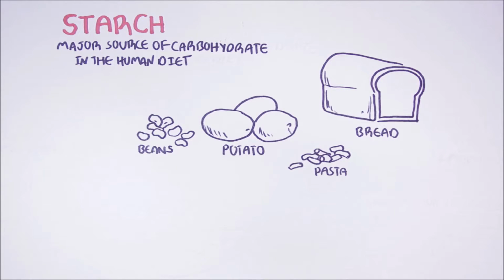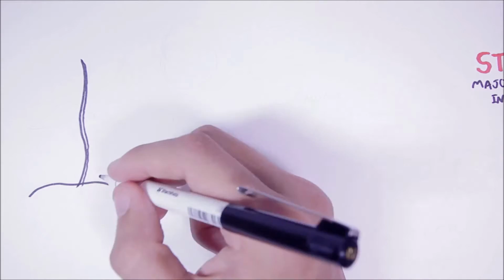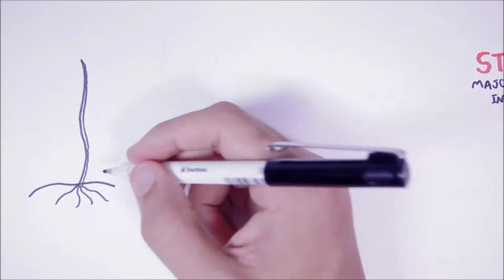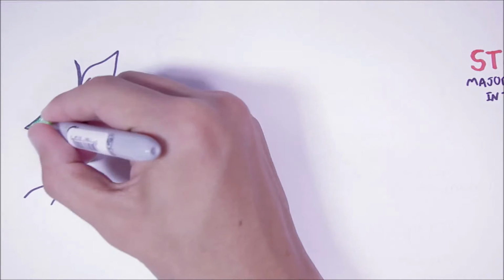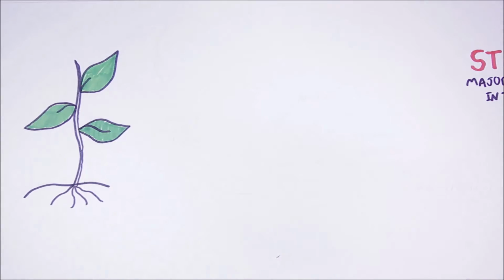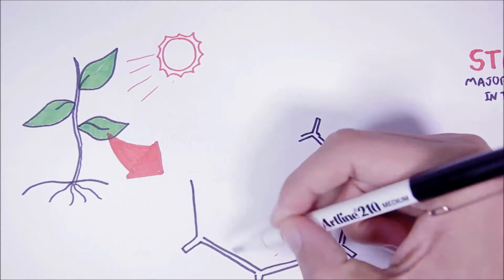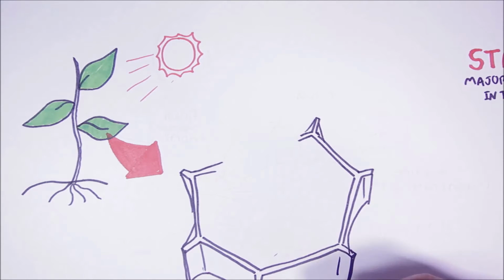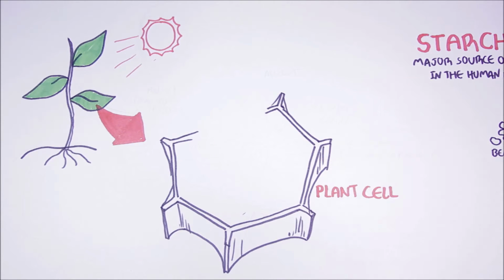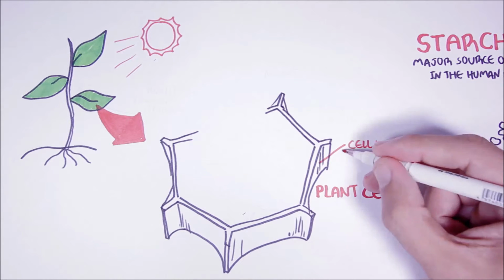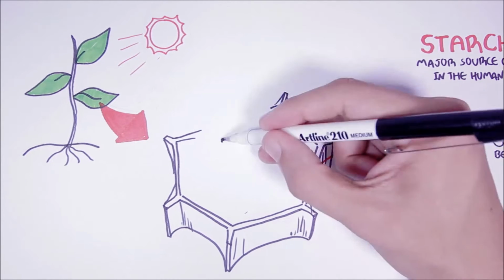So let's begin this journey by looking at a regular plant. Here we have a regular plant with roots, and it's receiving some sunlight so that the plant can participate in what's called photosynthesis. If we zoom into the leaf of this plant, we can find plant cells. So here is a cell with a cell wall. The cell wall of the plant cell is made up of the carbohydrate known as cellulose.